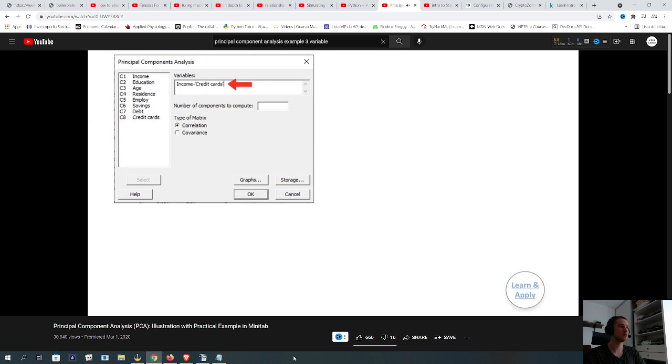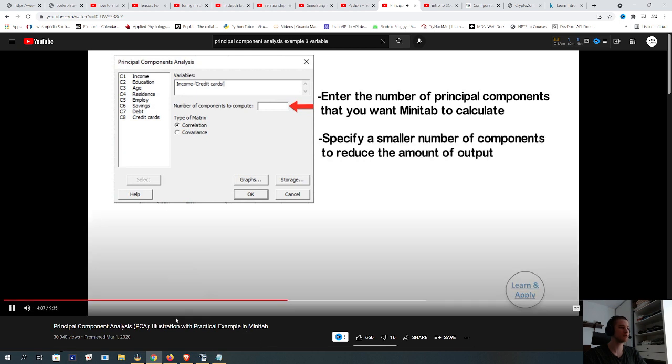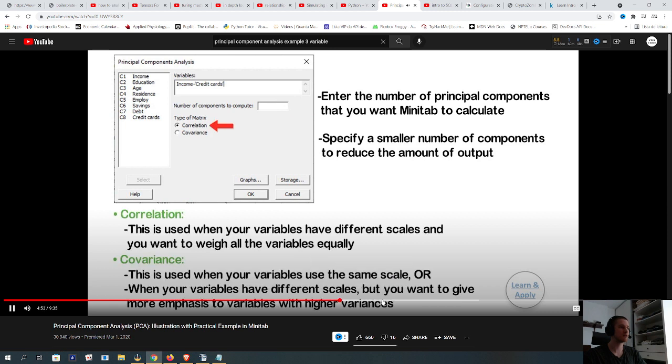4. In the number of components to compute, keep the field blank. Here, enter the number of principal components that you want Minitab to calculate. If you have a large number of variables, then you may want to specify a smaller number of components to reduce the amount of output. If you do not know how many components to enter, then variables with higher variances.